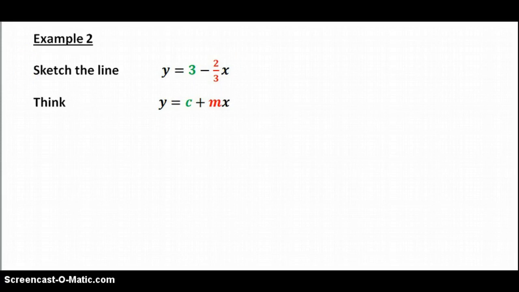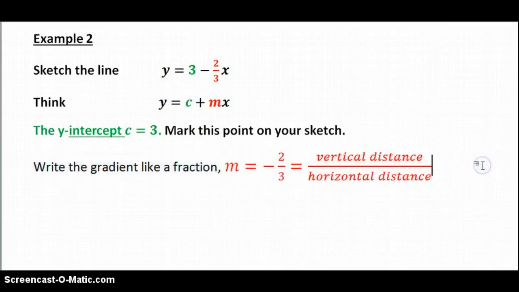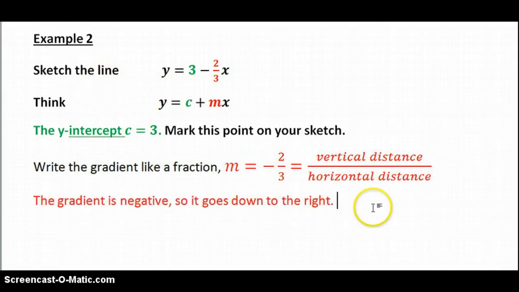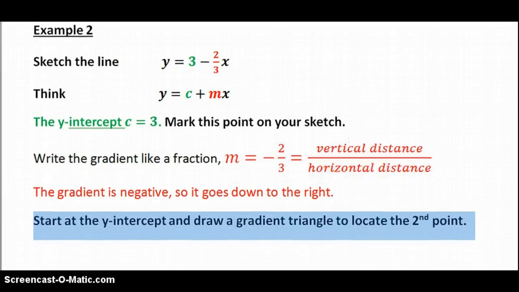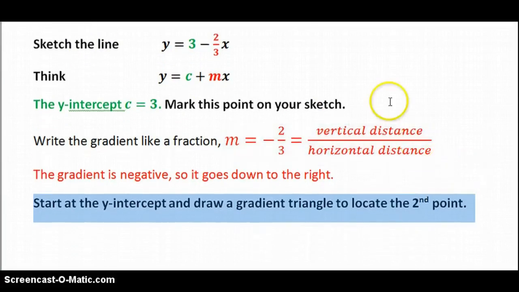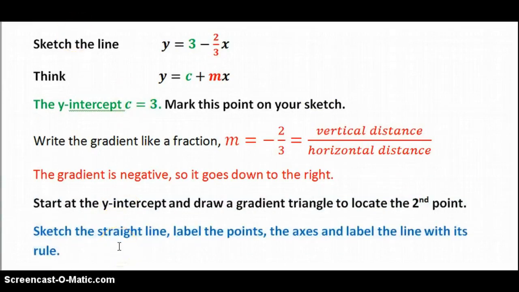the y-intercept. So here we can see that the y-intercept is 3, and we mark this point on our sketch. Our gradient's already written like a fraction, and our gradient is equal to minus 2 on 3. That's the vertical distance is 2, and the horizontal distance is 3. Okay, so this gradient is negative, so we know it goes down to the right, like that. Start at the y-intercept and draw a gradient triangle to locate the second point. Sketch the straight line, label the points, the axes, and label the line with its rule.